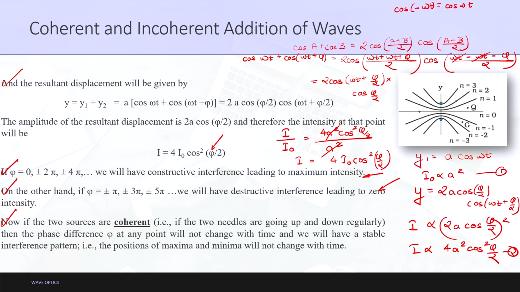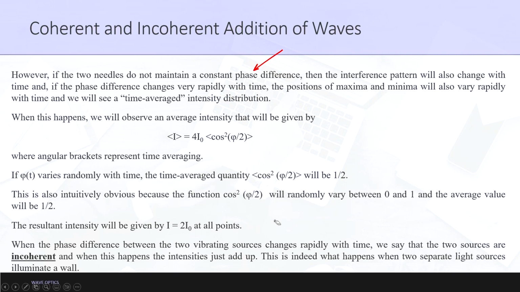Coherent and incoherent are different, but not directly opposite. Just to explain, if I define coherent sources as sources whose positions of maxima and minima will not change with time, it does not mean that incoherent sources will simply have a pattern for which the positions of maxima and minima change with time. The main definition of incoherent sources is that it will also change, but please look at this line very carefully: it will vary rapidly with time.